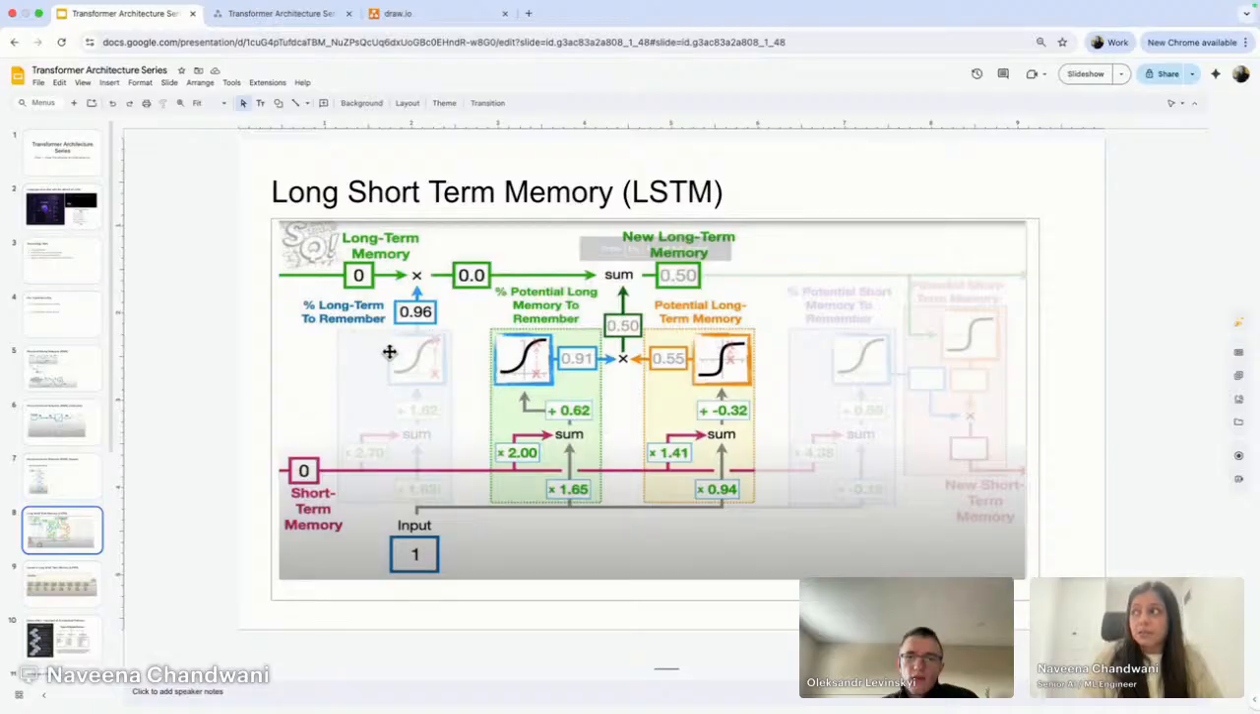And this gate here, although it's used to remember a percentage, is referred to as your forget gate. And this block here is referred to as your input gate because it's moving things into long term. And this is referred to as the output gate because this generates your short term memory, which gets propagated forward.